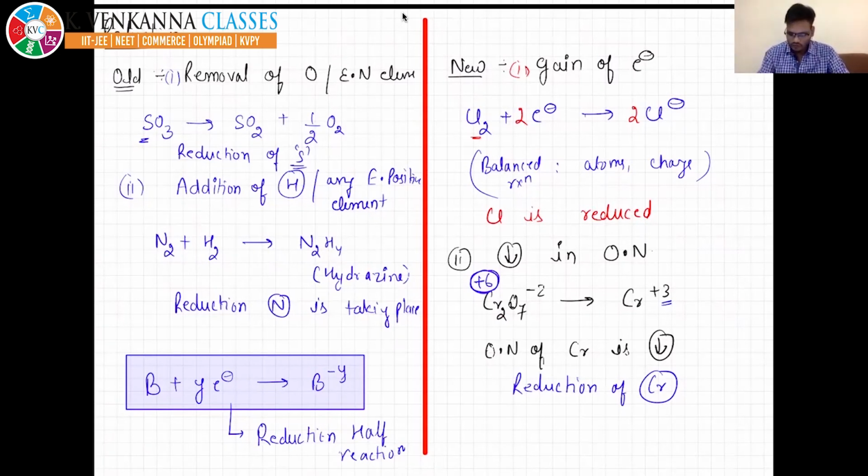So this is the foolproof method, beta. If you want to check oxidation or reduction, just check the oxidation number. If the oxidation number of any element is increasing, then it is part of the oxidation process, and if it is decreasing, then it is part of the reduction process. Very simple.